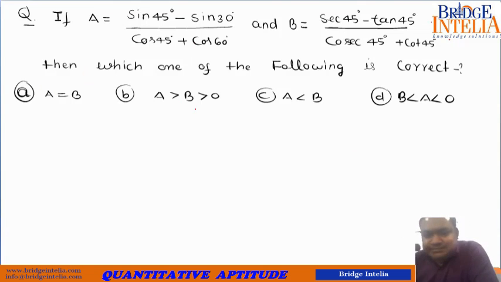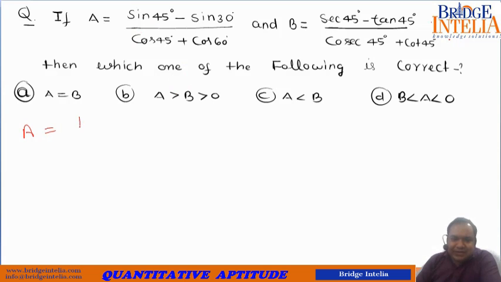Now this is a clear-cut case of substitution. You have to simply substitute the values of these terms by referring to the trigonometric table. But obviously in exam you cannot refer to the trigonometric table. That is why it is advisable that a student before appearing for exam must have a complete grasp on the trigonometric table. So let us see. We have to simply substitute the values.